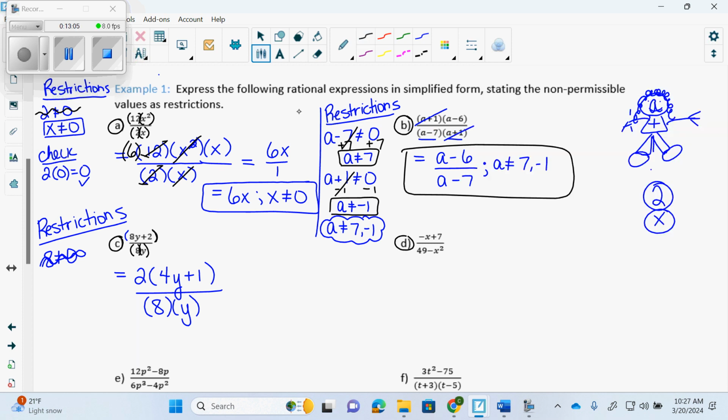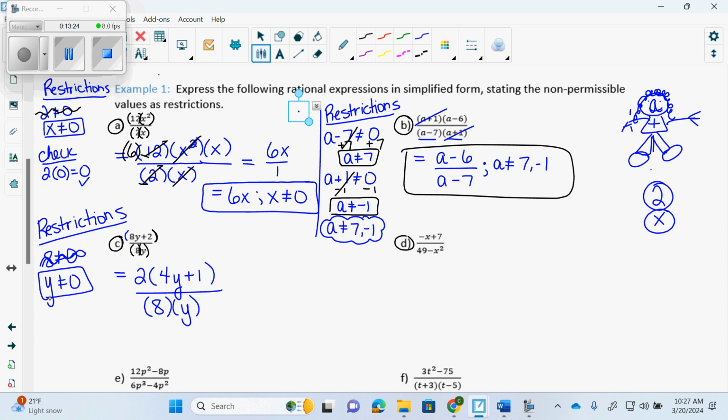Then I have the y, right? Y can't equal 0. That one's done. Yay, I have my 1 NPV. Okay? So initially I had an 8y plus 2 human, and then I had an 8 and a y snowball, and we said nothing can cancel, correct? Did we agree with that statement?